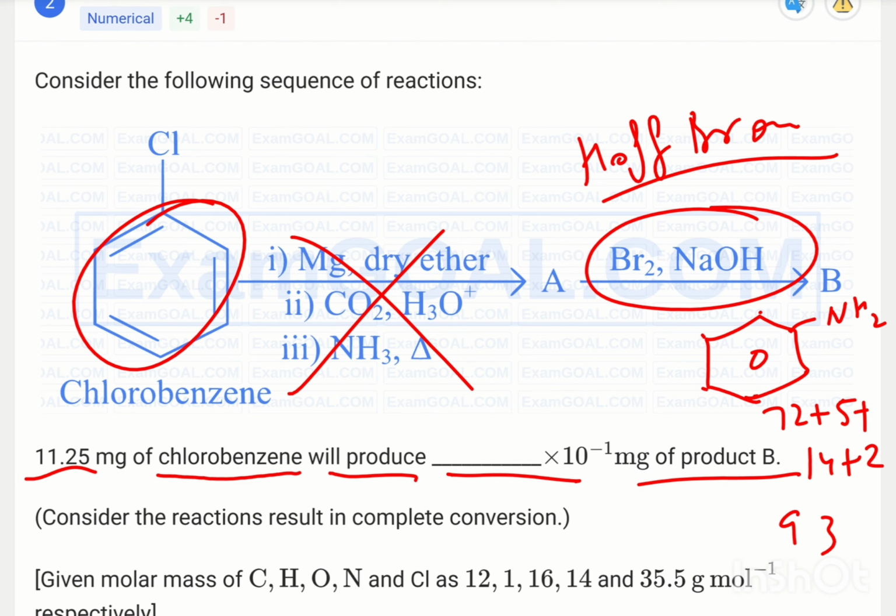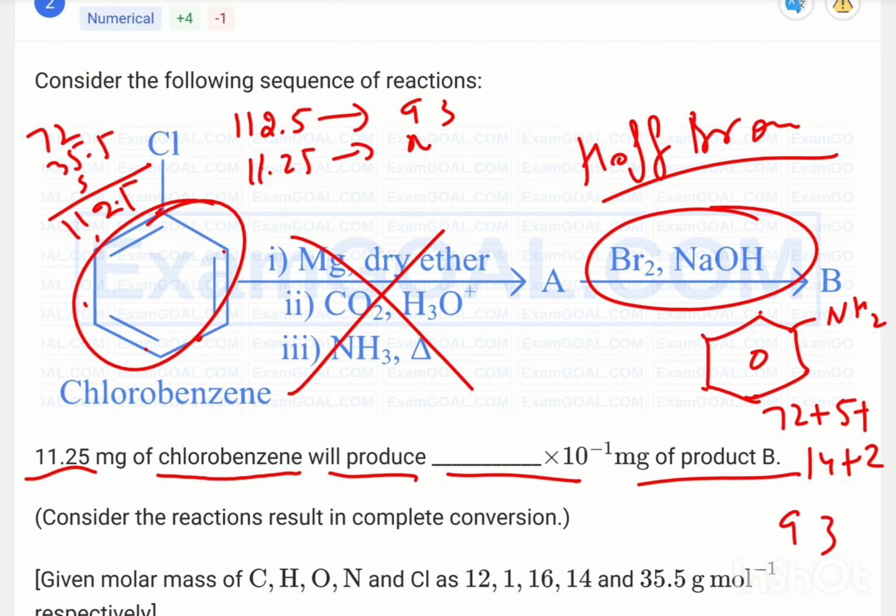What is the molecular mass of chlorobenzene? It has 6 carbons, 72, plus 35.5 plus 5, so it is 112.5. So 112.5 reacts with 93, and 1.25 reacts with X, that means 9.3 grams. Directly you can calculate this.